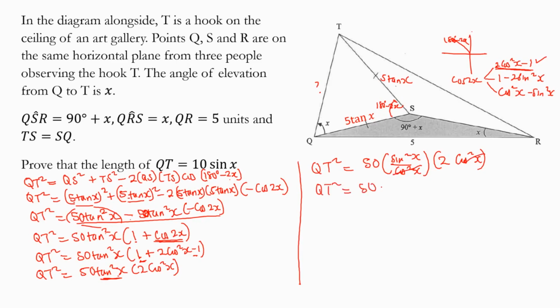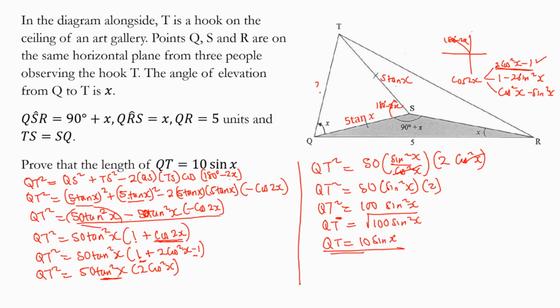50 times sine squared x times 2, and that QT squared is equal to 100 sine squared x. Then what do we do? We square root both sides. But remember, when you square root, we are going to get positive and negative. But QT is distance, isn't it? So QT is going to be positive. So QT, not QT squared, is the square root of 100 sine squared x. Then QT is equal to 10 sine x. Because QT is distance, we take the positive one.